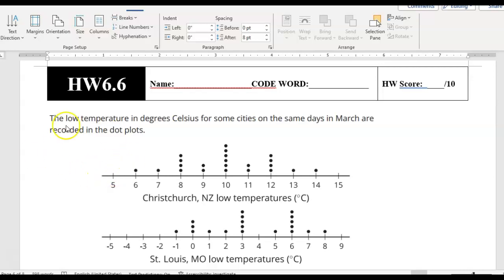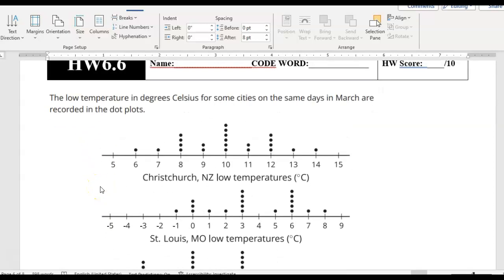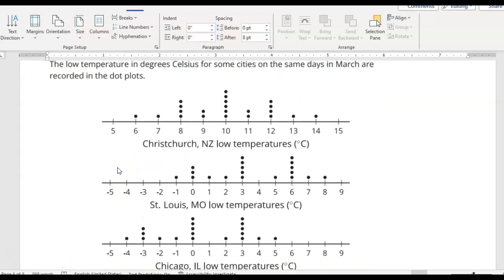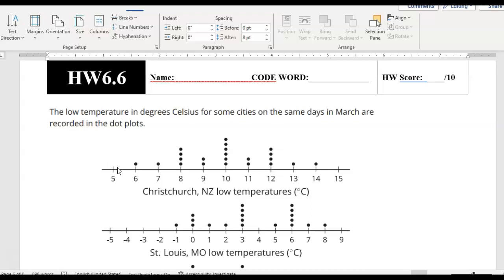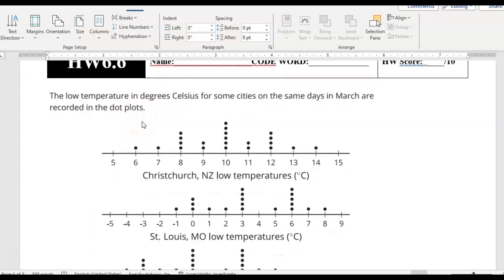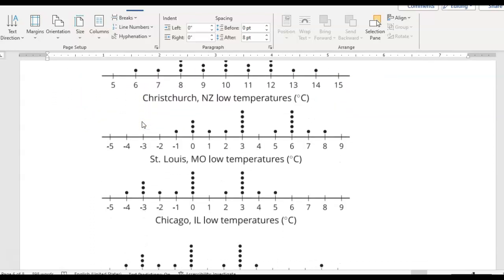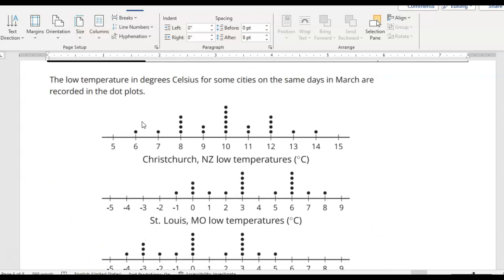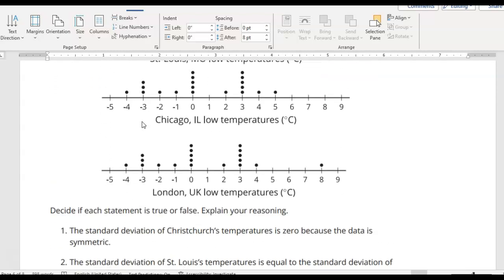Today we looked at a little bit more with the MAD and also with standard deviation, which again, you should know kind of how that formula looks, but you don't need to have that memorized and you can use your calculator to find it, okay? So here are some different cities and their temperatures. You might recognize Christchurch, New Zealand from 6th grade science. You remember that? Cool. Anyway, the low temperatures in degrees Celsius for some cities on the same days in March are recorded in dot plots. So these are the temperatures in March for these cities. Decide if each statement is true or false.